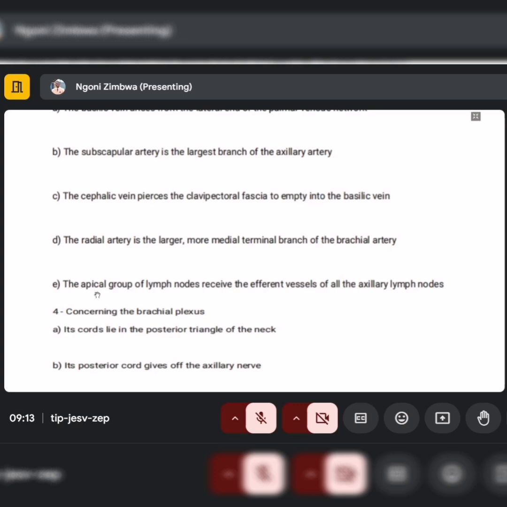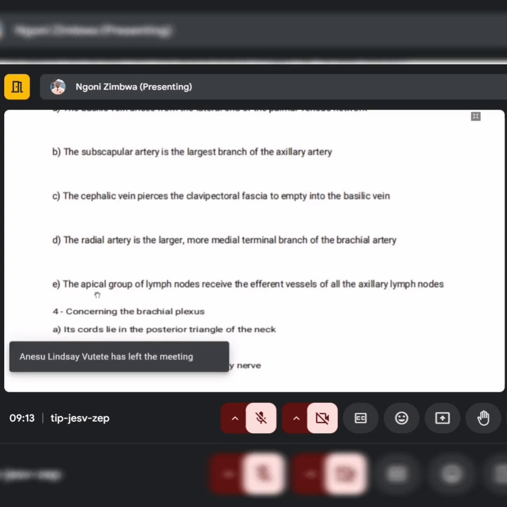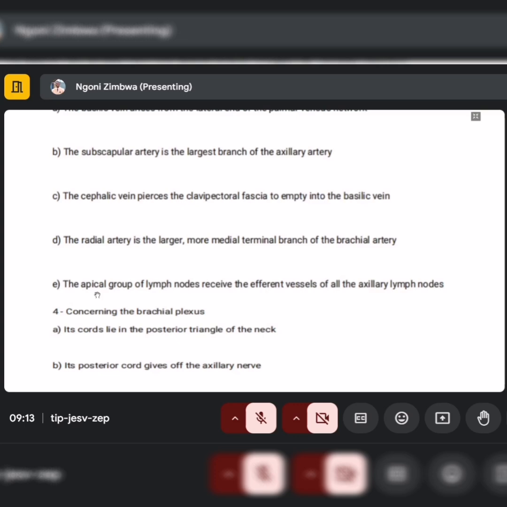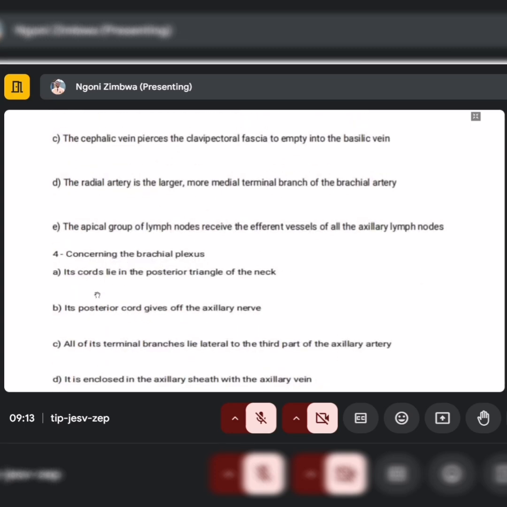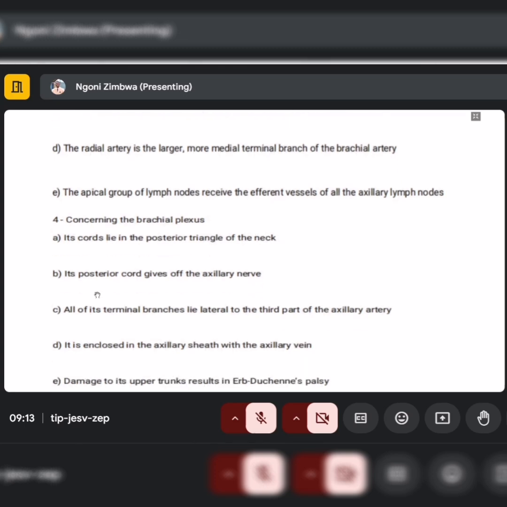And then the left subclavian lymph trunk would drain into the thoracic duct at the confluence between the internal jugular vein and the subclavian vein, forming the left brachiocephalic vein. All right. So we are done with the first part. So I hope we are all together.